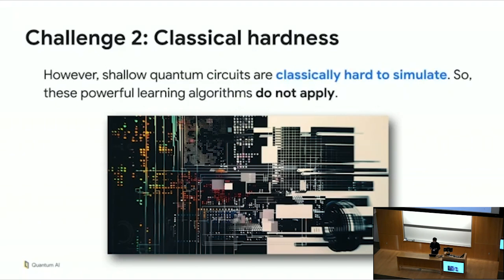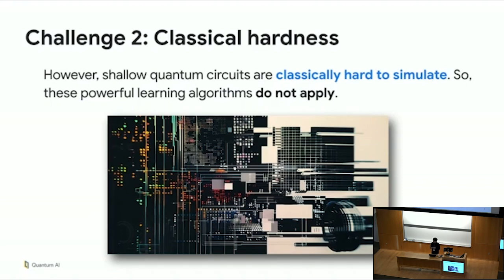However, as we have seen, shallow quantum circuits are inherently classically hard to simulate because they can create highly non-local and classically hard distributions. So if one tries to apply these very powerful learning algorithms that are useful for learning classical circuits to this case, it would just not apply, because shallow quantum circuits are not efficiently simulatable classically.